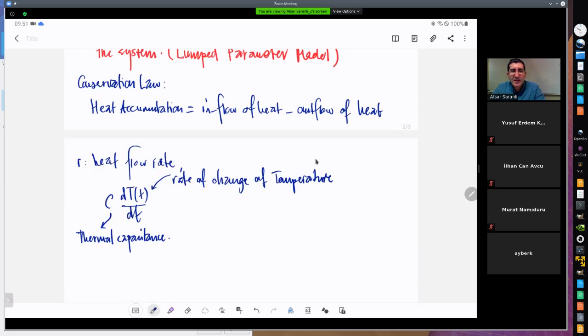It's basically how much heat energy can be stored by the system. So this needs to be equal to R net. And R net, which is the net flow, is basically R in minus R out. We will transform this basic equation into our final dynamic equation for this system.